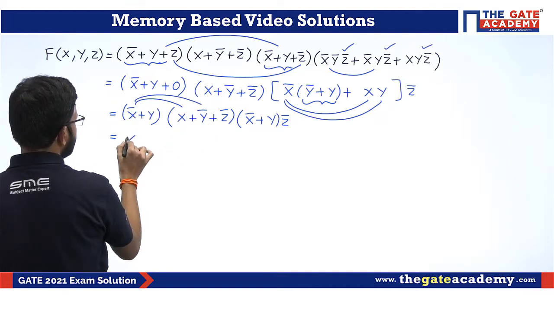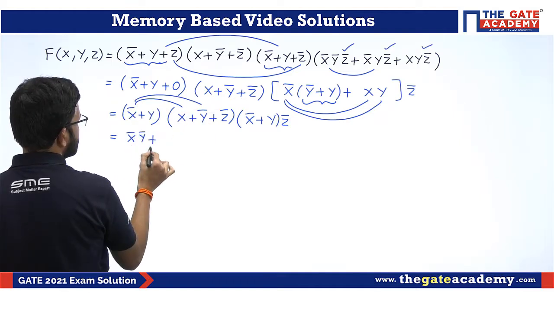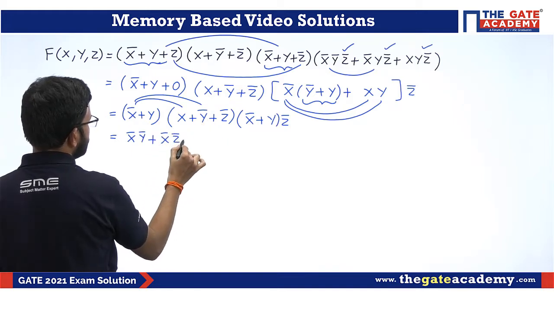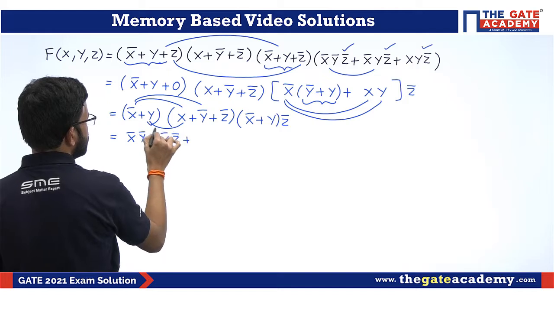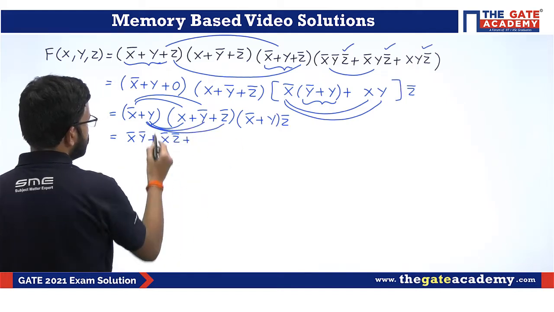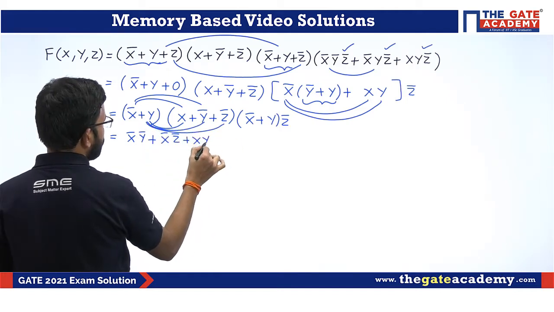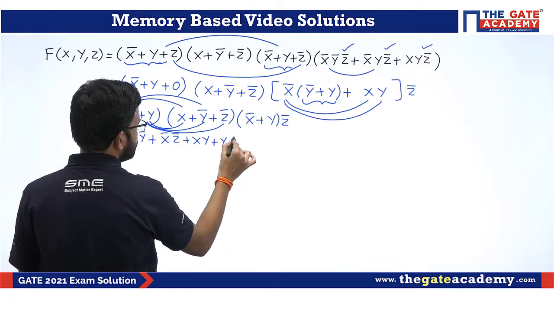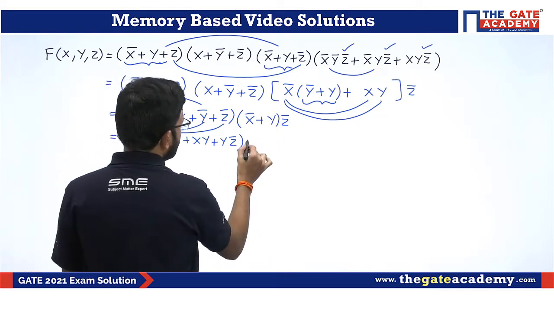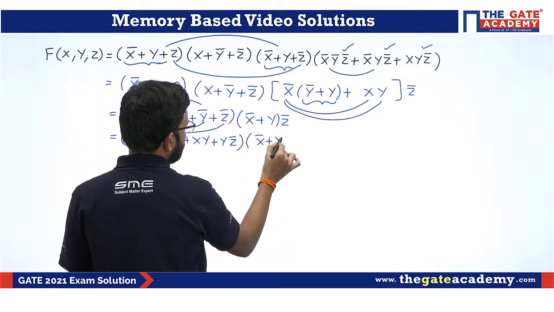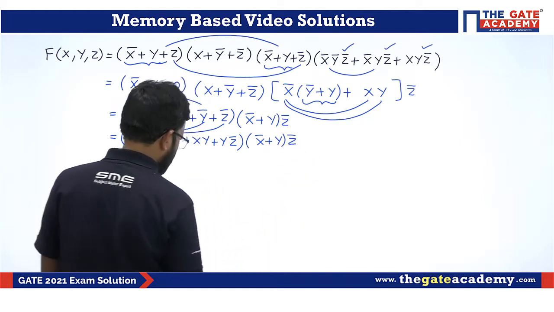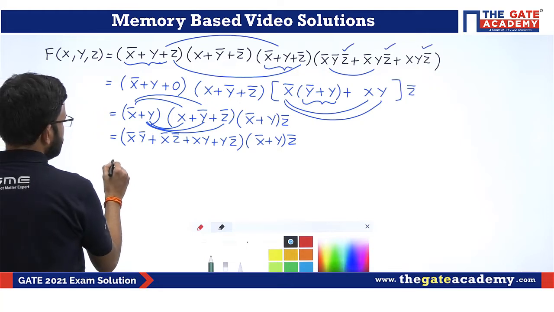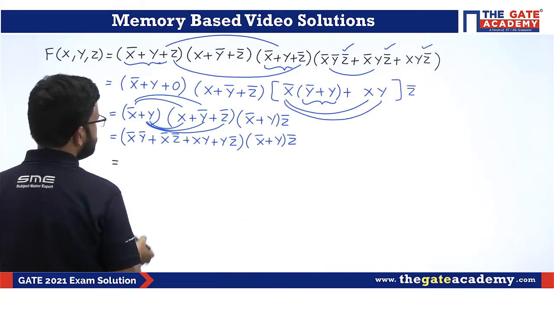X bar into y bar plus, then x bar into z bar plus. Similarly, y with these 3 terms. Then what you will get? Y into x, that is nothing but xy, plus y into y bar is 0, plus y into z bar. Okay. So here you are having x bar plus y into z bar. Okay. Now you can do further simplification if possible.